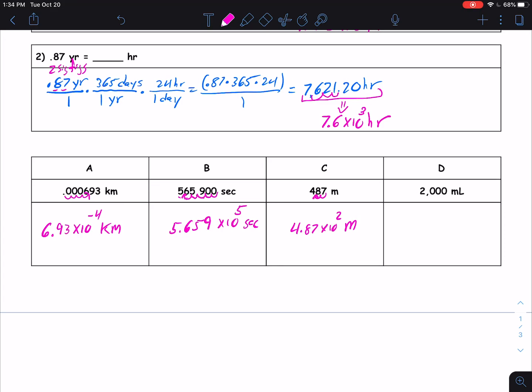And the final one, 2,000 milliliters in scientific notation. This one's actually going to come out to be 2 times 10 to the 3rd milliliters. Because remember, if we do 2.0, that's 2 sig figs, but we only have 1 here. So you can't do 2.0. You've got to leave it as 2 so you have the proper number of sig figs.